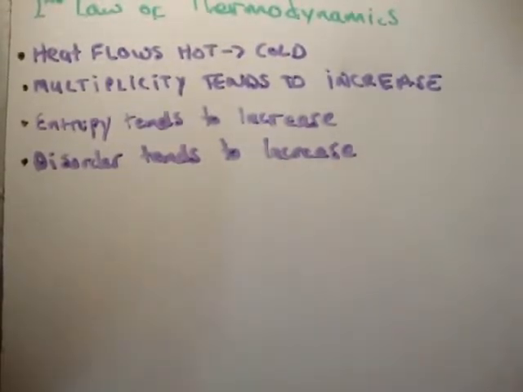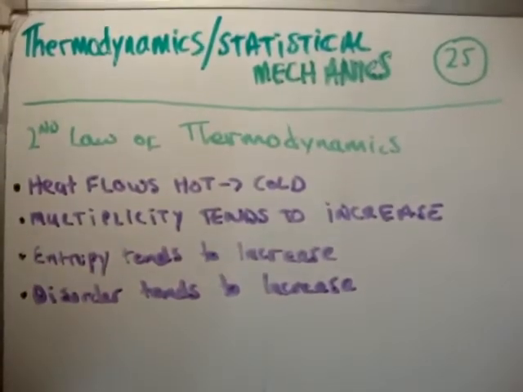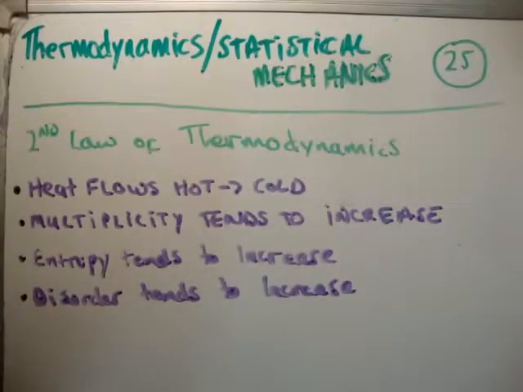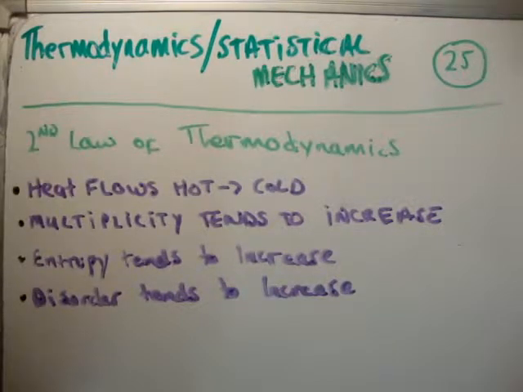Now the point here is that this video is standalone and I will explain everything, and you don't actually need to have seen the previous videos. So bottom line up front, the second law says that heat flows from hot to cold, which can be paraphrased as: multiplicity tends to increase, or entropy tends to increase, or disorder tends to increase.